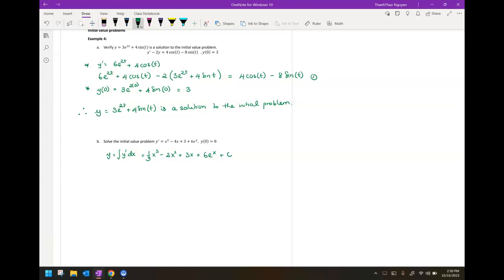Now we were told that y naught equals 8. This meant that 8 is equal to 1/3 times 0 to the third minus 2 times 0 squared plus 3 times 0 plus 6 times e to the 0 plus c. So then 8 equals 6 plus c, so c equals 2.